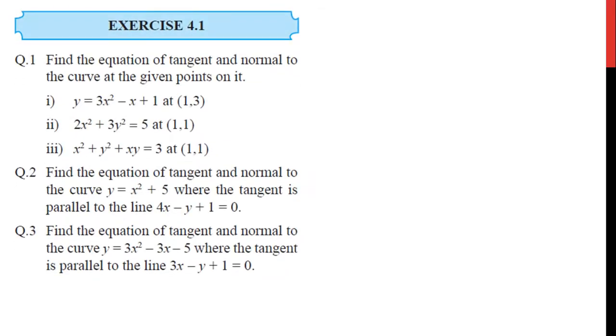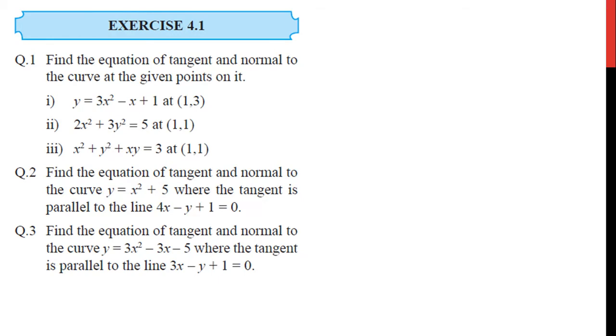Now in exercise 4.1, last time we completed question number 1. That means we have to find the equation of tangent and normal to the curve at the given point on it. The equation of the curve is given to you and one point is given to you. Then by the geometrical meaning of the derivative, we know that dy by dx is nothing but the slope of any tangent to the curve, or it is also called the gradient at that point.